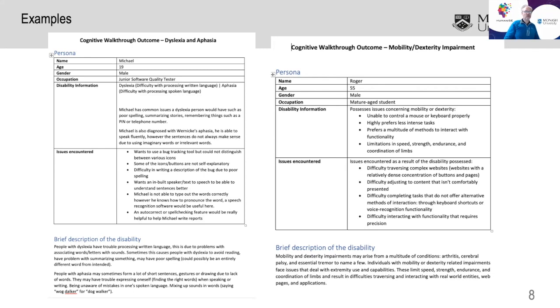On the right is Roger, who's a user, and in this case it's a mature age student trying to use an interface, has some mobility and dexterity issues, and some of the issues encountered with existing websites included difficulty in traversing complex pages, difficulty in adjusting the content, so using the controls of the web browser or the laptop computer or the mobile device doesn't help address some of these issues. Hard to complete some of the tasks because there's not alternative ways of interacting with the interface, and difficulty interacting with some of the functionality it requires, for example, clicking on a very small button or manipulating very small amounts of information on the interface.